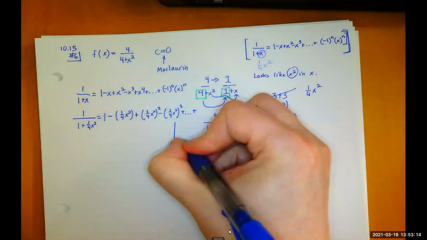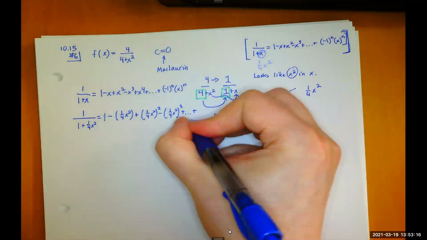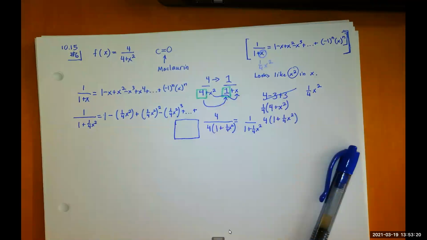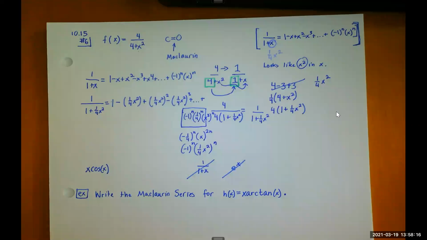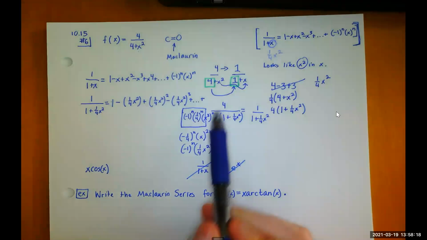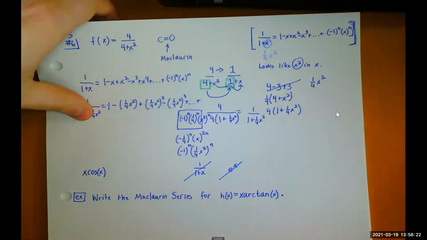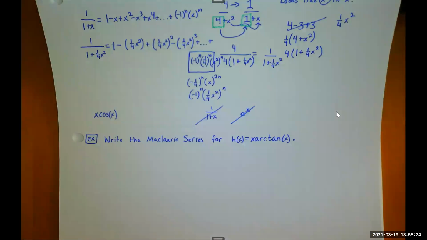What is the nth term going to be? That's your contribution here. I'm going to pause the recording also to solicit questions. Okay, formula for the nth term here, here, and here. New problem, Maclaurin series, h of x is x times arctangent of x.